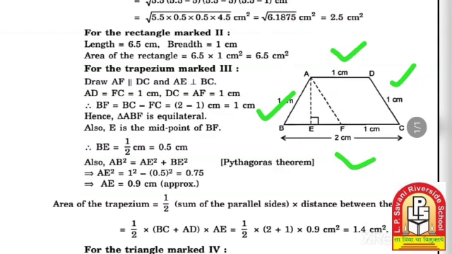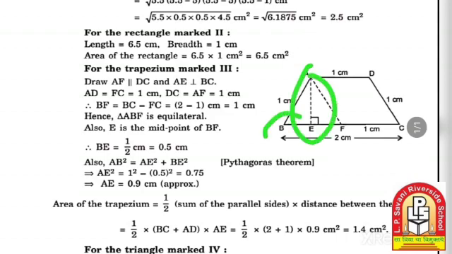First of all, the sides AF and DC are the parallel sides, and AE and BF are perpendicular to them. AF and FC are 1 centimeter. So here AF and FC are 1 centimeter. Then DC and AF are also 1 centimeter.